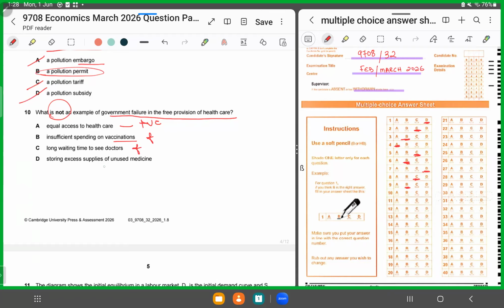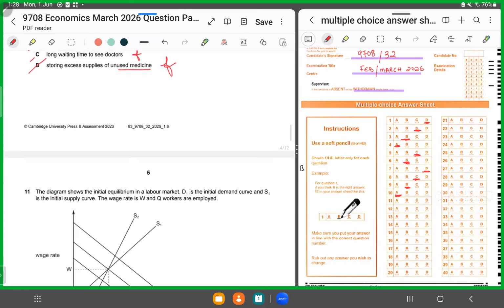Long waiting time to see a doctor, that's again a failure. Storing excess supplies of unused medicine, that means you had stocks and you did not use that medicine, you let it expire. That's again a failure. So B is a failure, C is a failure, D is a failure. But here they are asking what is not an example of a failure. So that means equal access to healthcare is something positive. That's not a failure. So for 10, we'll shade in A as the correct answer.